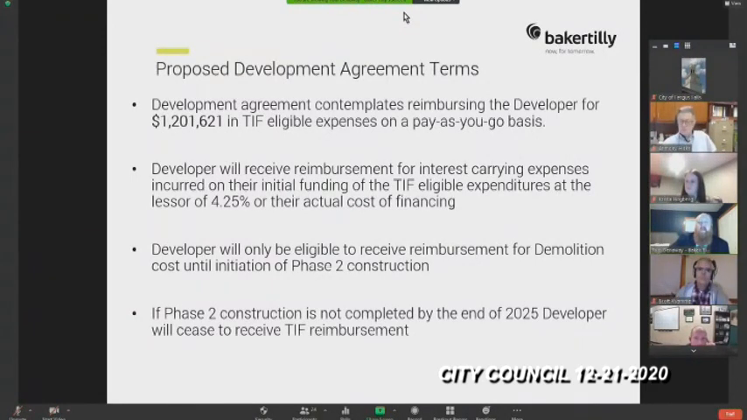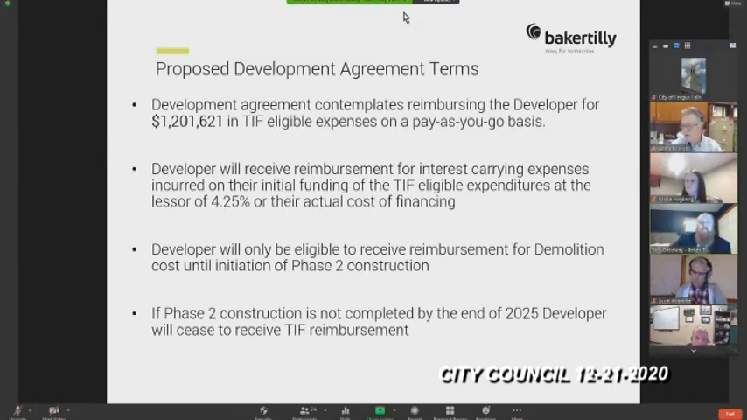So again, the development agreement contemplates reimbursing the developer for their incurring initially out of pocket $1,201,621 in TIF eligible expenses. The developer would be reimbursed on a pay-as-you-go basis from generated TIF revenue each year up to that principal amount.